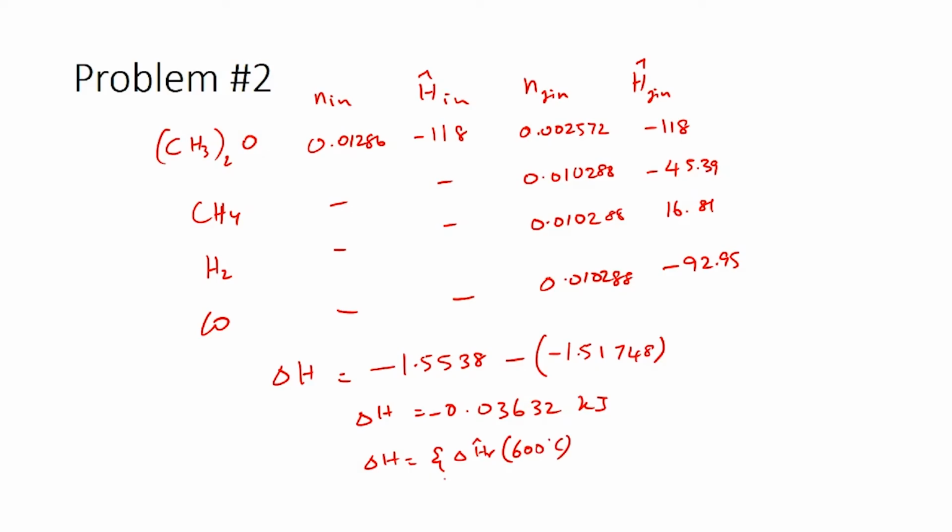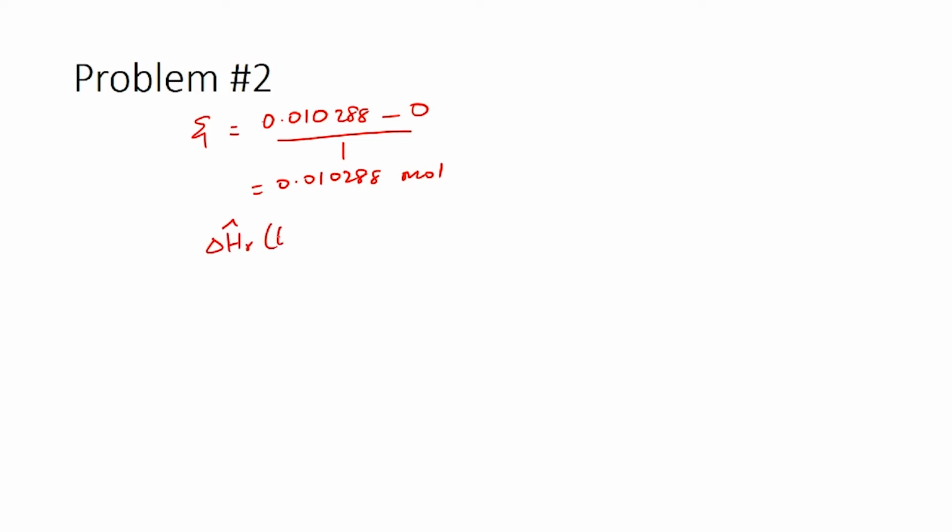So, now we need to know the value for xi, which is the extent of reaction. We can calculate the extent of reaction xi as follows. Using methane final and initial amounts, we would have 0.010288, which is the final, minus the initial, which would be 0, divided by the stoichiometric coefficient of methane, which is 1, giving you the extent of reaction as 0.010288 moles.